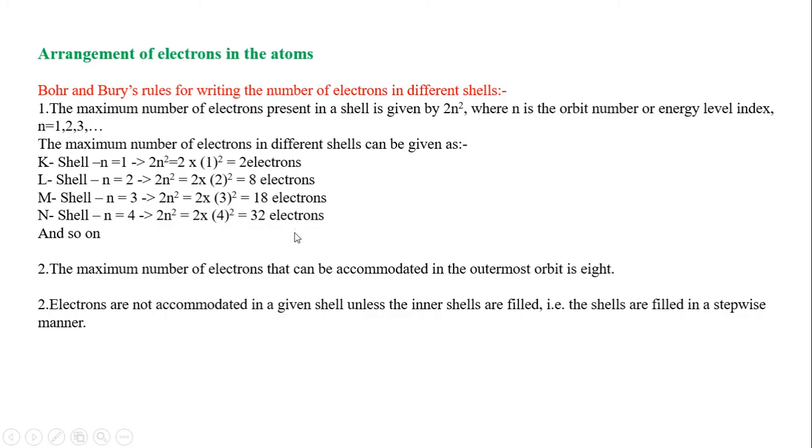Though the M shell can hold 18, the outermost shell can only accommodate 8 electrons. If it attains 8, it attains the octet configuration, after which the chemical reactivity is very low. Until the inner K shell is filled, electrons cannot move on to the L shell. First the inner shell has to be filled, then we move on to the next energy shell.